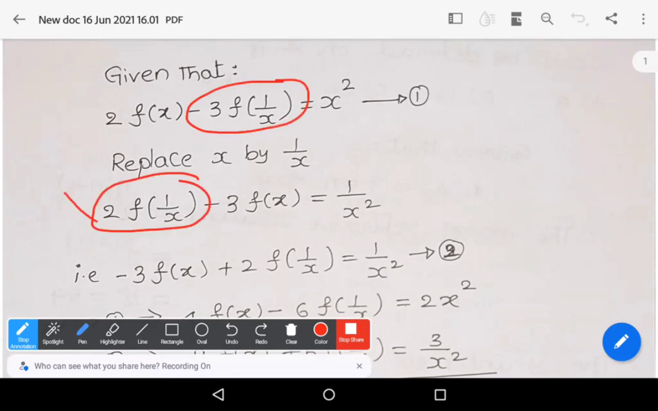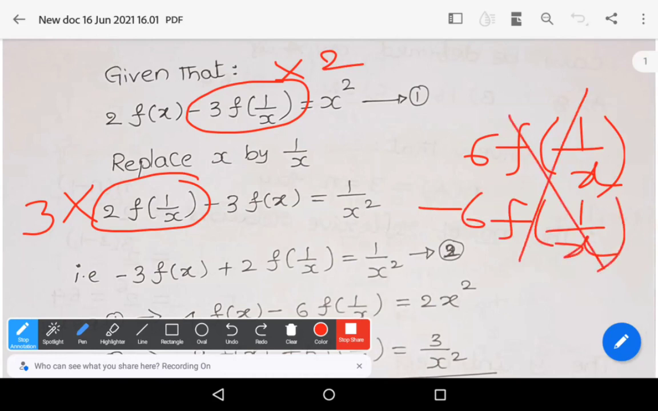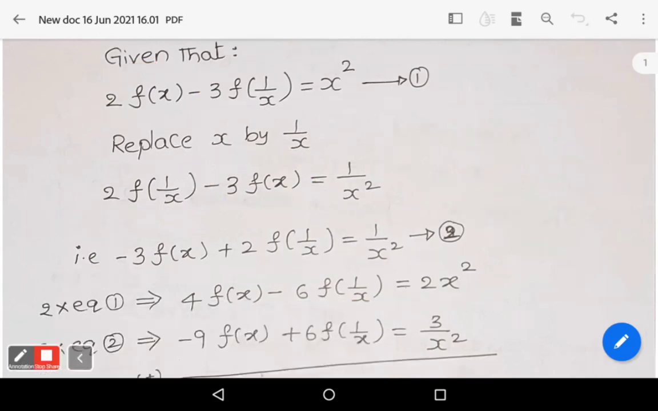Now we have here minus 3 f of 1 by x, and here plus 2 f of 1 by x. If you multiply this term with 3, you get 6 f of 1 by x, and if you multiply that term with 2, you get minus 6 f of 1 by x. If you add these two terms, they get cancelled. You get f of x, and then it is very simple and easy to find the value of f of 3.